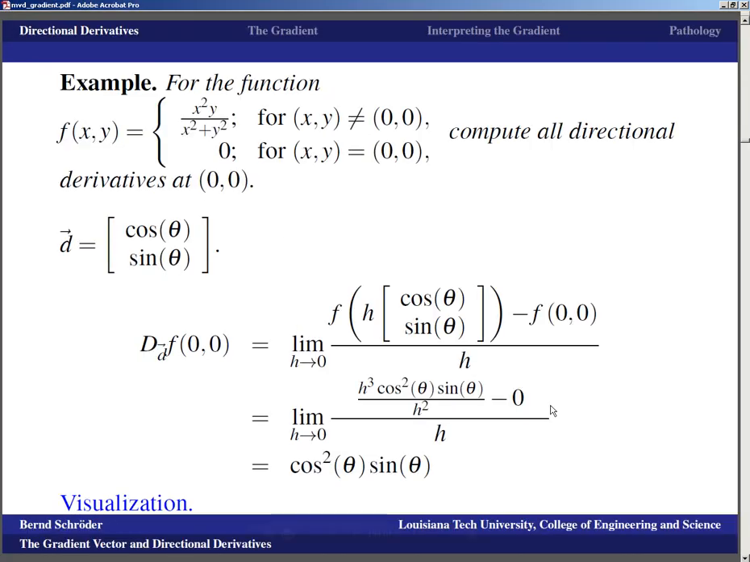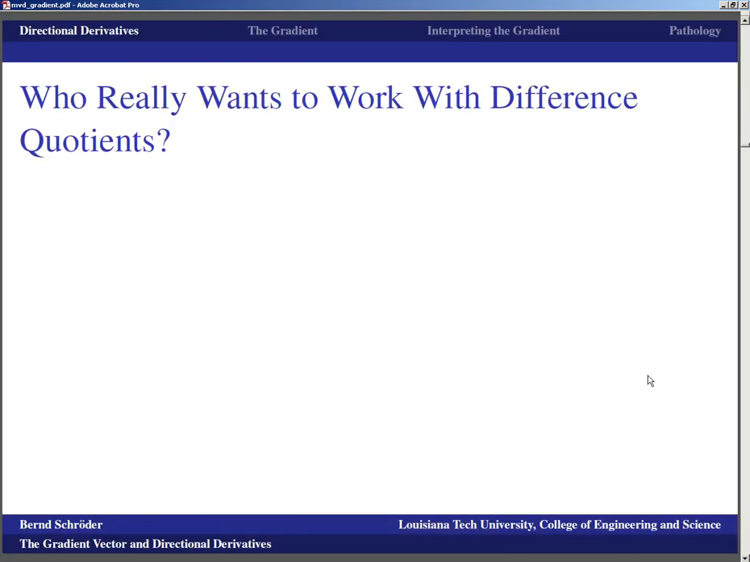All right, back to business here. Basically, who really wants to work with difference quotients? Me neither. Every so often, like I said, when we talk about things that get really technical or even pathological, we may not have a choice. But anytime we have something that lends itself to computation, we certainly want to use differentiation rules. So that's what we get next.